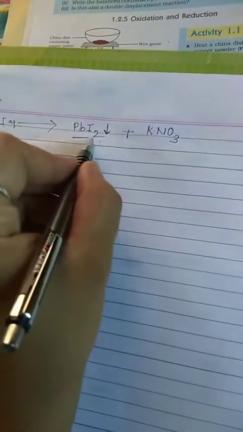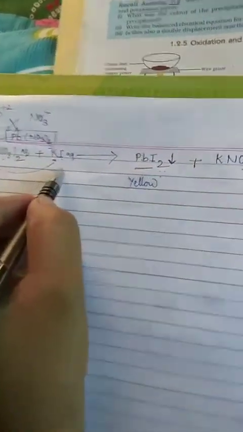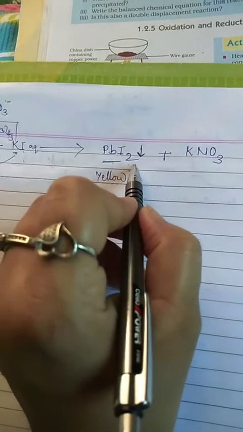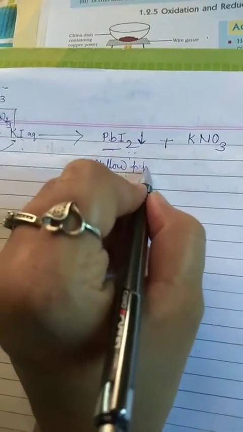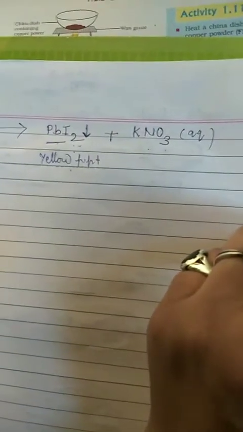Now the lead iodide is an insoluble solid, which is called a precipitate. The color of lead iodide is yellow. So in this reaction, when lead nitrate reacts with potassium iodide, it forms lead iodide, PbI2, which is a yellow precipitate, and potassium nitrate, which is soluble, or aqueous. Balance the reaction.